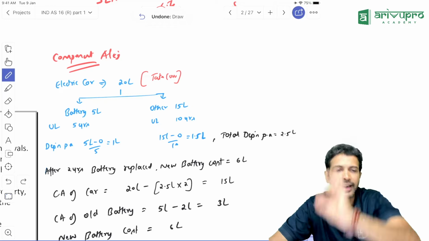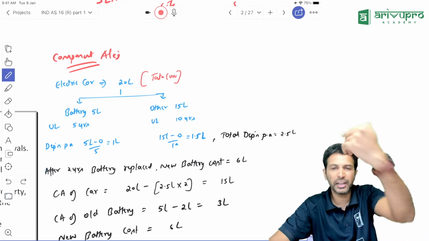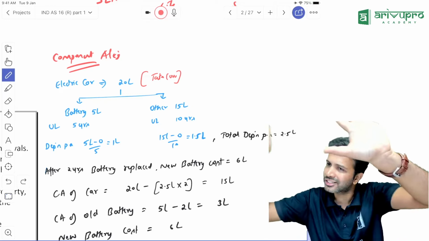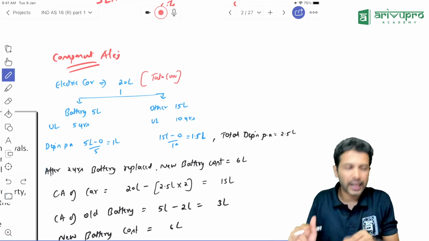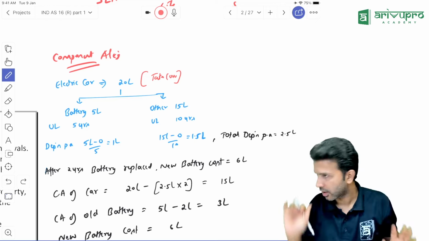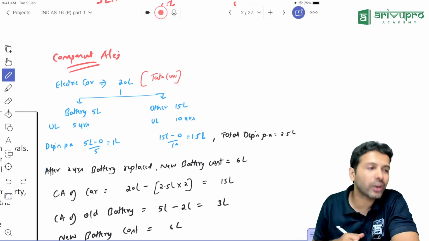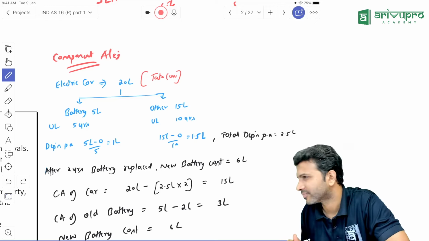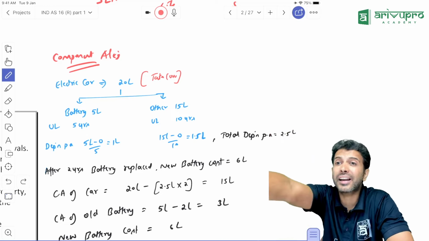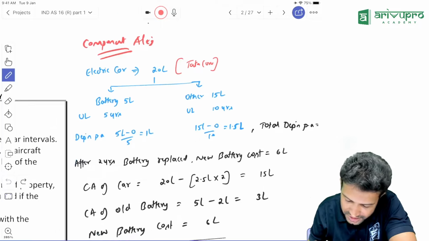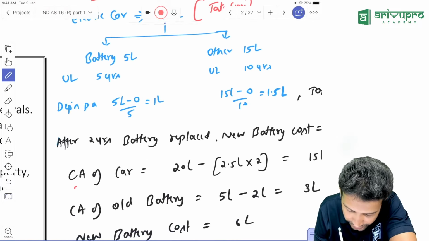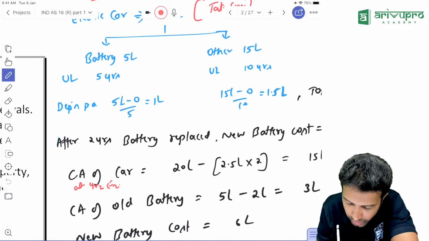This is the data they've given to you. After 2 years, we have replaced the battery and the new battery's cost is 6 lakh rupees. For this scenario, what do we have to do? First tell me, what is the carrying amount of the car? First of all, when are you replacing the battery? Now or after 2 years? That means tell me, at the end of year 2, what is the carrying amount of the car?